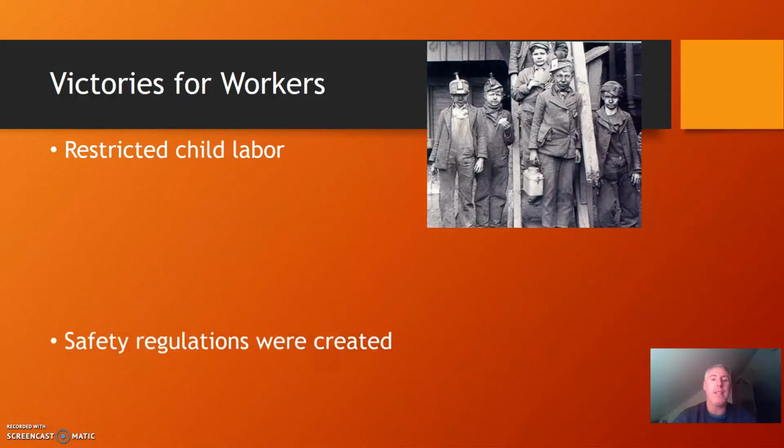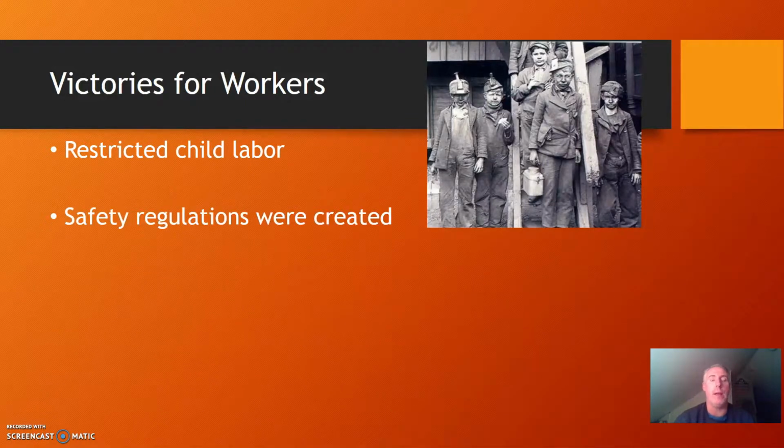And also, for the first time, safety regulations were created, where you would have inspections of factories and work sites and things of that nature. Other laws did things like set minimum wage, maximum number of work hours per day, things of that nature.